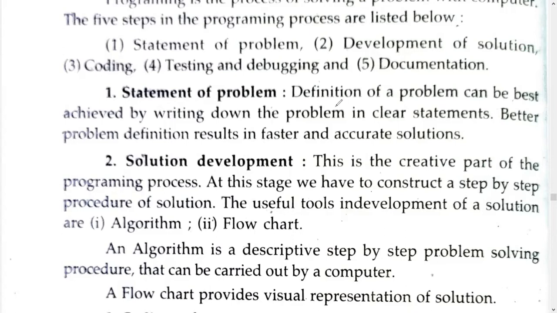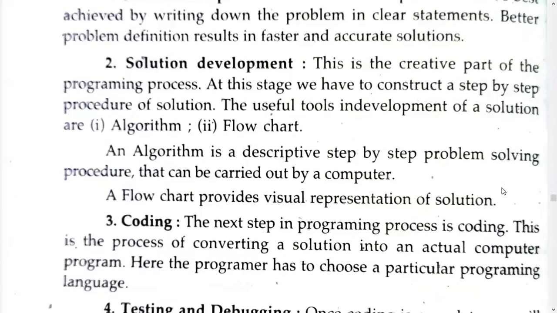Next one is development of solution. This is the creative part of the programming process. At this stage, we have to construct a step-by-step procedure of the solution. The useful tools in the development of the solution are algorithm and flowchart. Particularly these two: algorithm, it is a step-by-step procedure written in words. Flowchart is a diagrammatic representation.